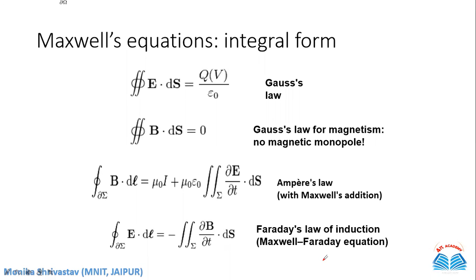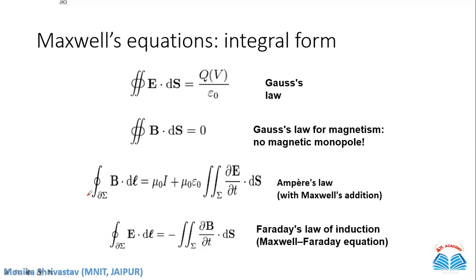Now, these are the integral forms of our Maxwell equations. Obviously, the first one is from Gauss's law: the closed surface integral of E dot dS equals Q_V over epsilon naught. This Q_V is the charge enclosed in the whole volume. The second one is the closed surface integral of B dot dS equals 0. This is obviously Gauss's law for magnetism. The third one is the closed integral over the boundary of B dot dl equals mu naught I plus mu naught epsilon naught times the surface integral of del E over del t dS. This is Ampere's law with Maxwell's addition.